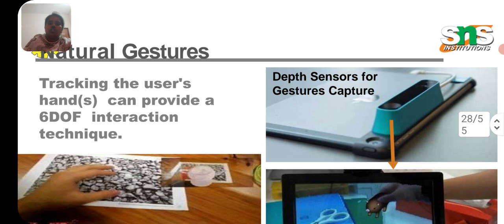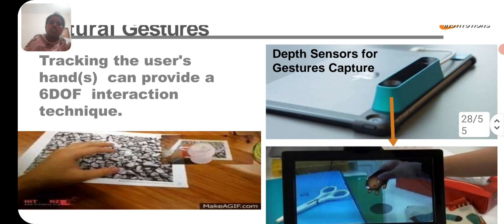The next one is natural gestures. Tracking the user's hands can provide a 6 DOF interaction technique. For my activity, using AR VR mobile devices, I take a color print and fit it in. That is an important point. Then depth sensors for gestures capture. Devices like the iPhone give high picture clarity. In addition, I am adding devices such as a depth sensor for gesture capture, which captures the gesture.